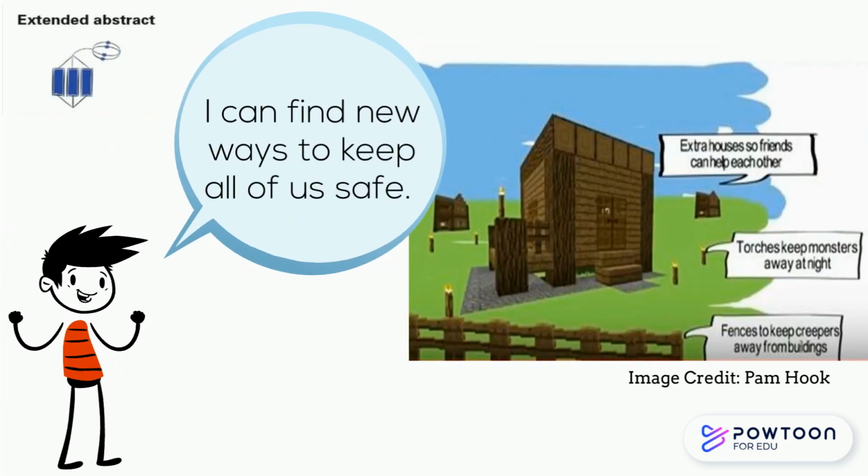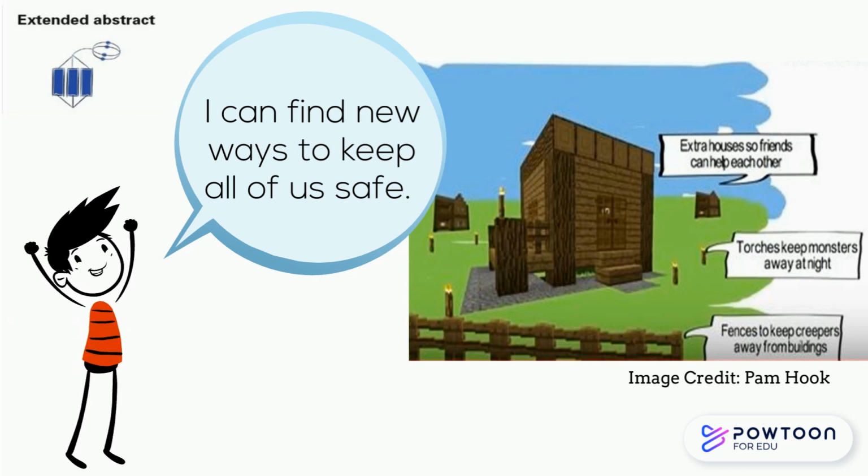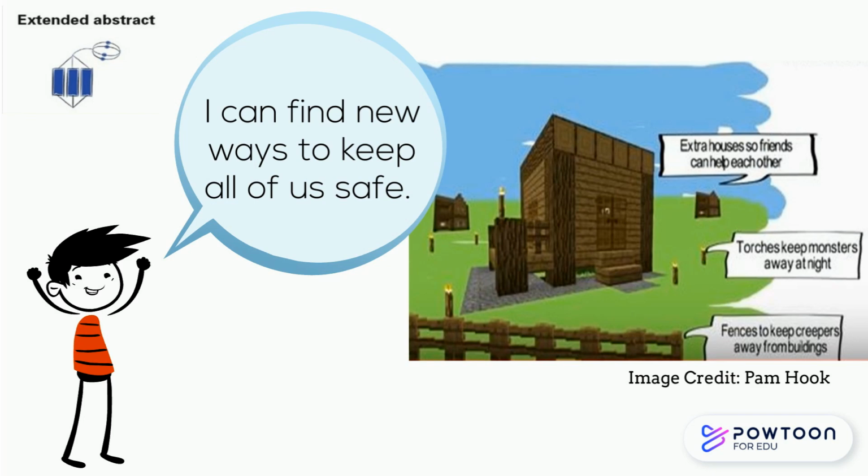At the extended abstract level, the student is able to make connections not only with the given subject matter, which is a house, but he's able to go beyond it. He's able to generalize and transfer the principles and ideas underlying the specific instance.